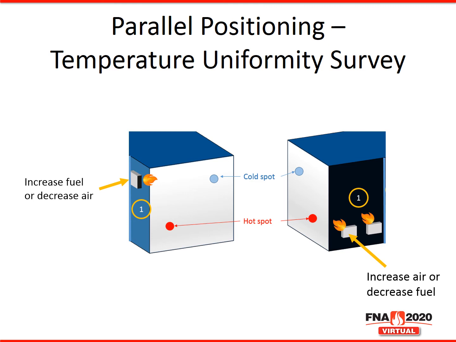Now let's look at the hot spot on the bottom corner of the furnace. The air actuator can be increased to cool the flame and cool the hot spot, or we could decrease the fuel to cool down the flame at that spot.